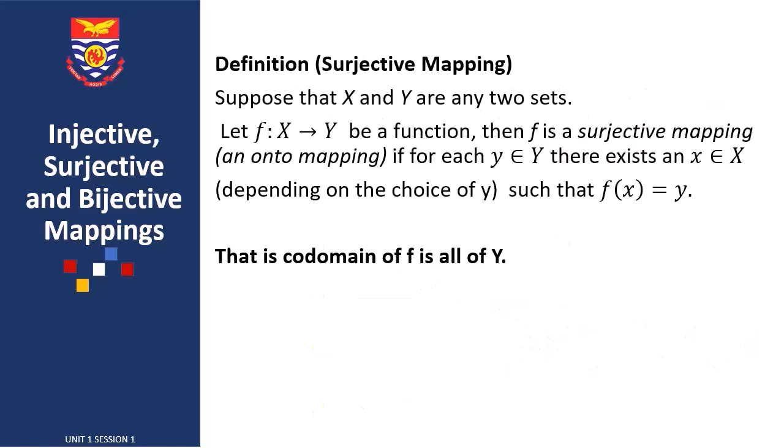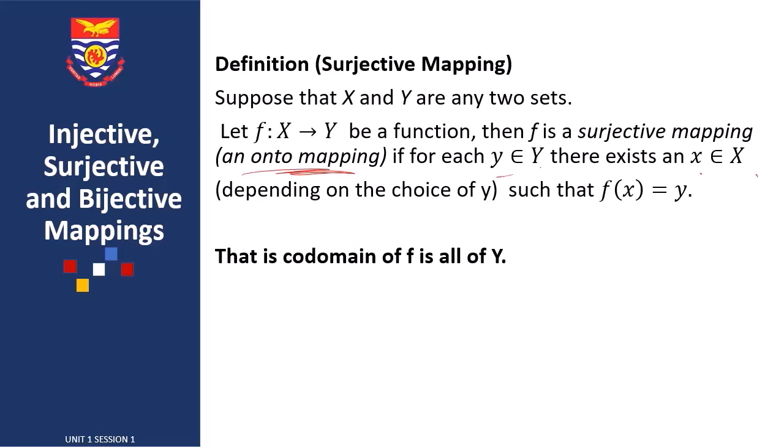Good. Surjective mapping, another term. Suppose that x and y are any two sets, and f is a mapping from x to y, let's say a function. Then f is a surjective mapping, another name is onto mapping, if for every small y in y, there exists a small x in x, such that f of x equals y. That is, the range of f is all of y. Once you have that, then you can see that it's a surjective mapping.